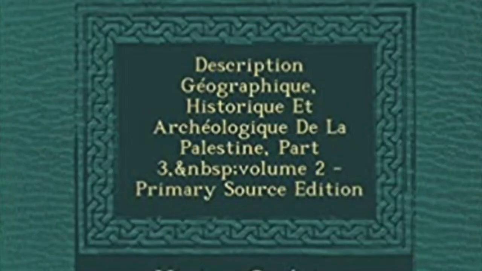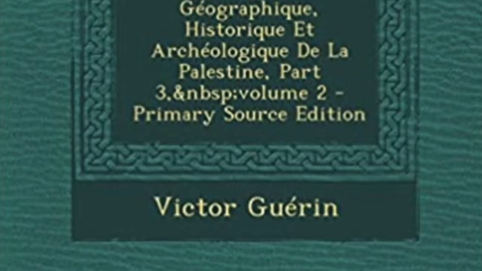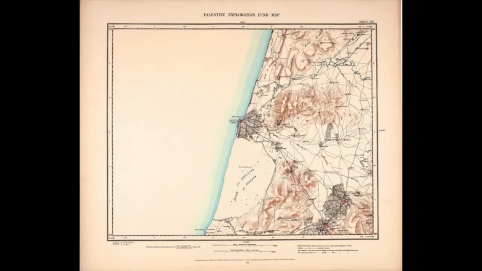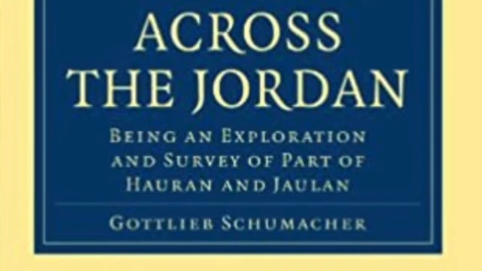Guérin, Description de la Palestine, in 1880. And then a very important work was by C.R. Conder and H.H. Kitchener, The Survey of Western Palestine. They did this between 1881 and 1883. It established the Palestine Exploration Fund, and they also published a map that is called the Palestine Exploration Fund map in 1878. G. Schumacher, Unsere Arbeiten im Ostjordanland, from 1913 to 1970, and Across the Jordan in 1886. He made the same kind of survey in Transjordan as Conder had done in Palestine.